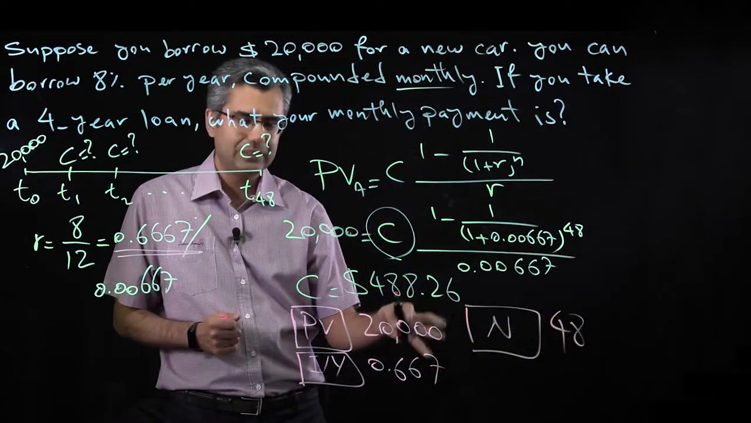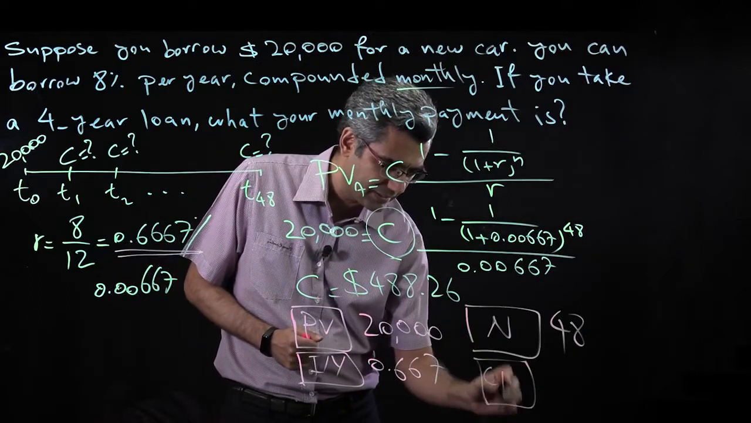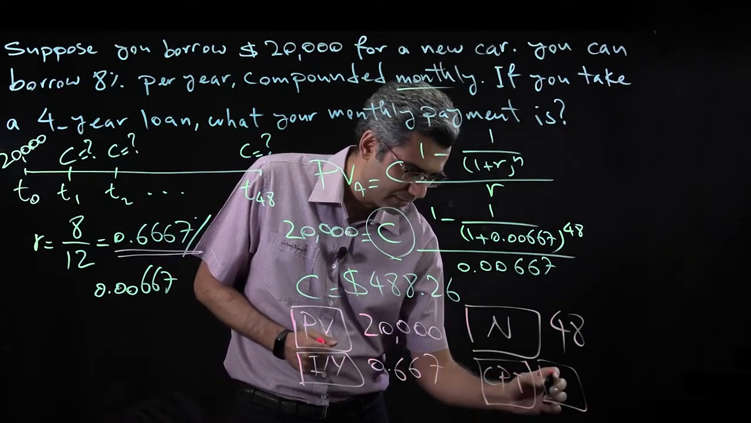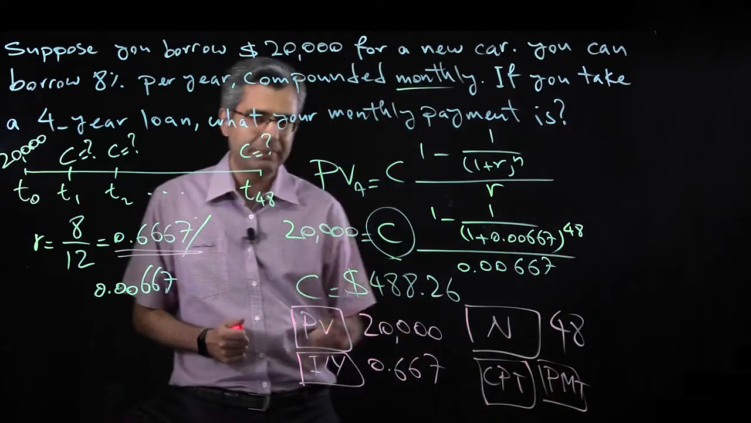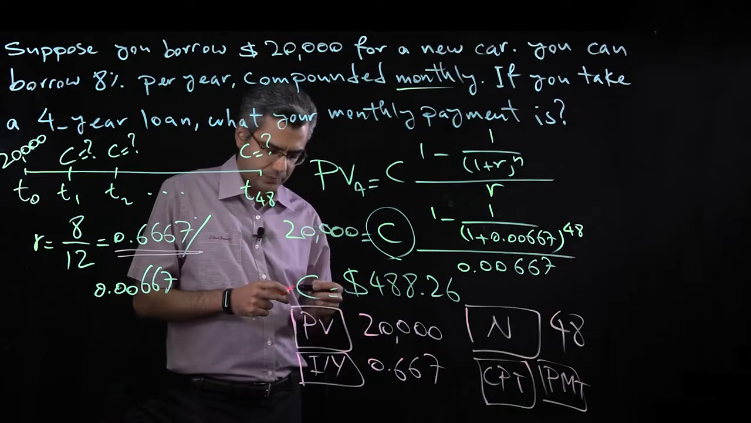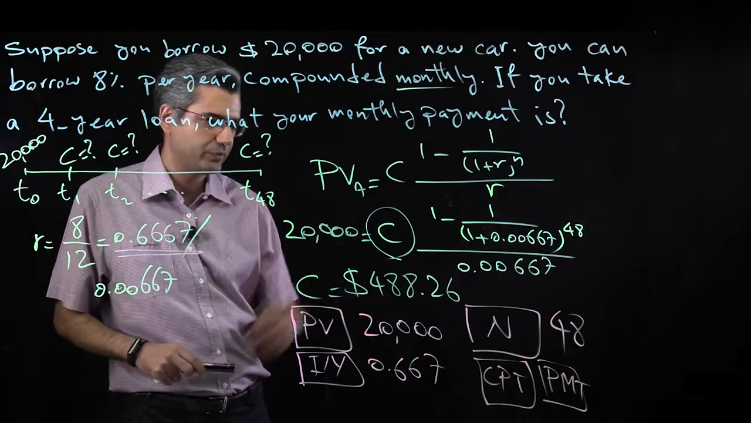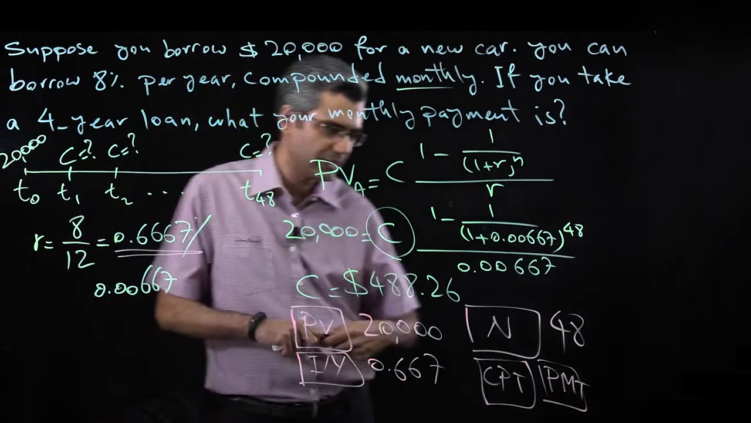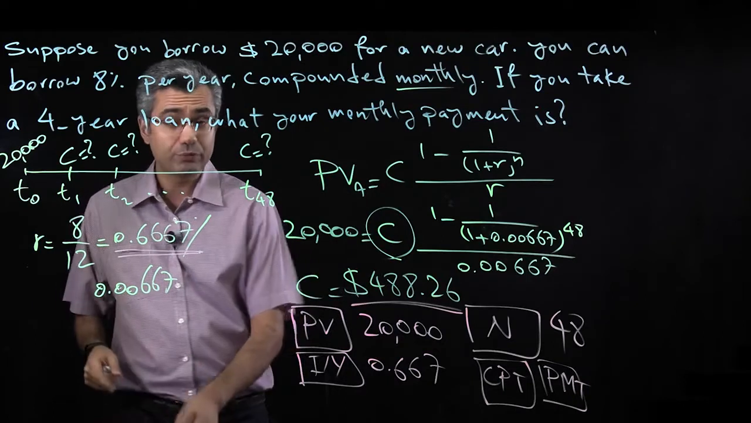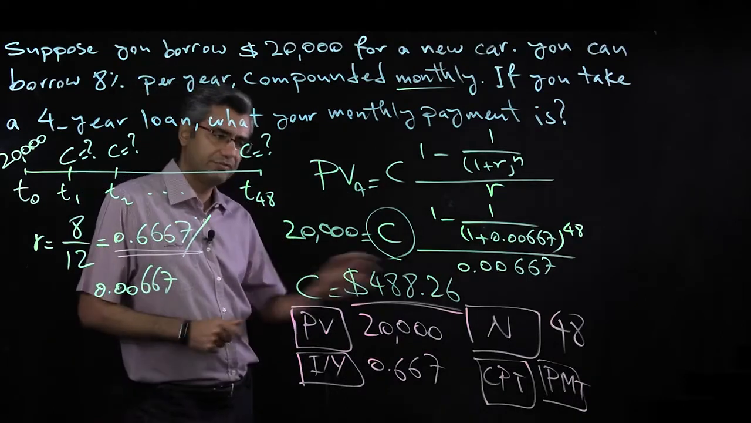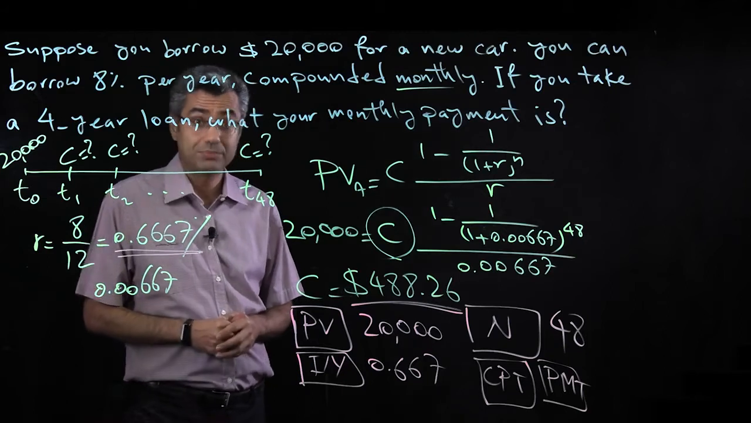We already entered these 3, and then press CPT, then press PMT. PMT means payment, the fixed payment, the same cash flow that you need to pay. If you do the calculation, you will get the same answer. For more information about the financial calculator, refer to the video on the financial calculator Texas Instruments BA II Plus.